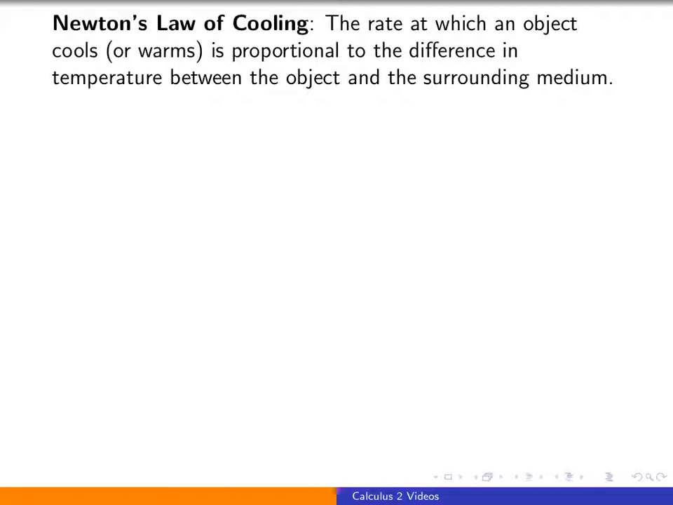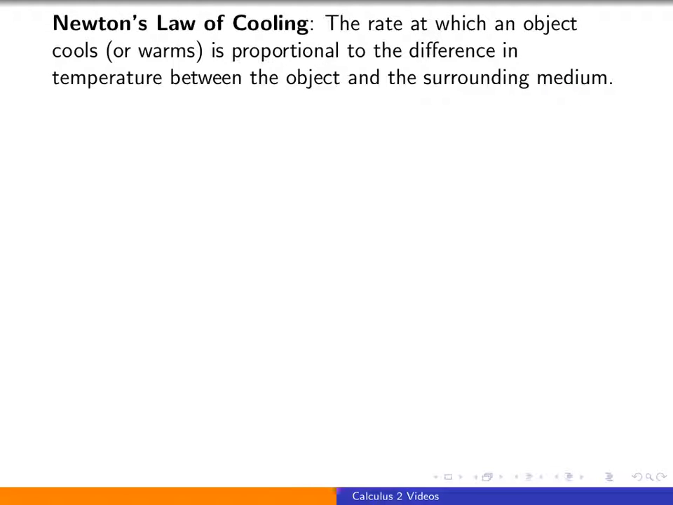In this video, we will investigate Newton's law of cooling, which is just a specific scenario involving exponential growth or decay. Newton's law of cooling is stated as follows: the rate at which an object cools, or could warm, is proportional to the difference in the temperature between the object and the surrounding medium.